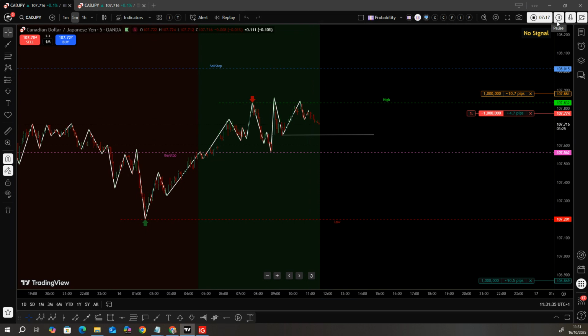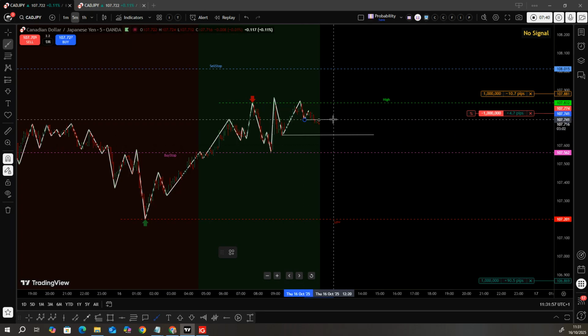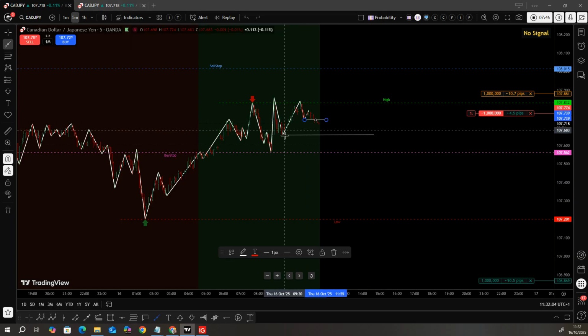Okay, so price is on the move now. We've broken a higher low here, which could be classified as a change of character. And to be honest, that's the first signal. I was actually waiting for this one.